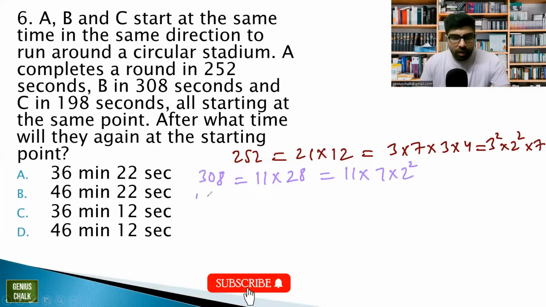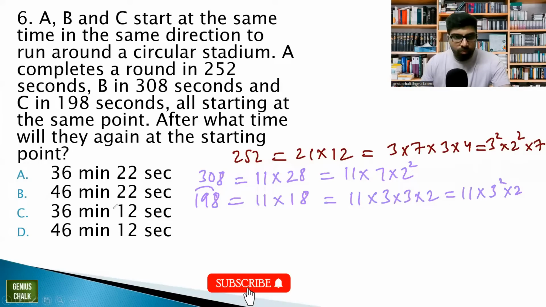Next is 198. It again cancels by 11 because 8 plus 1 is 9, and 9 minus 9 is 0. So it is 11 into, 11 ones are 11, 18. This becomes 11 into 3, into 6. So 3 into 2. So this becomes 11 into 3 square into 2.